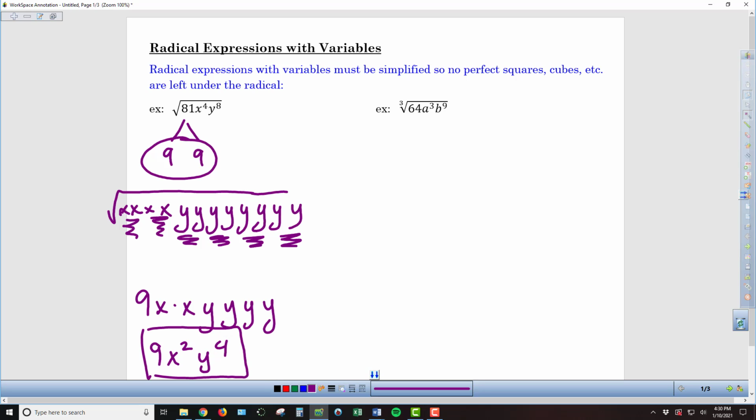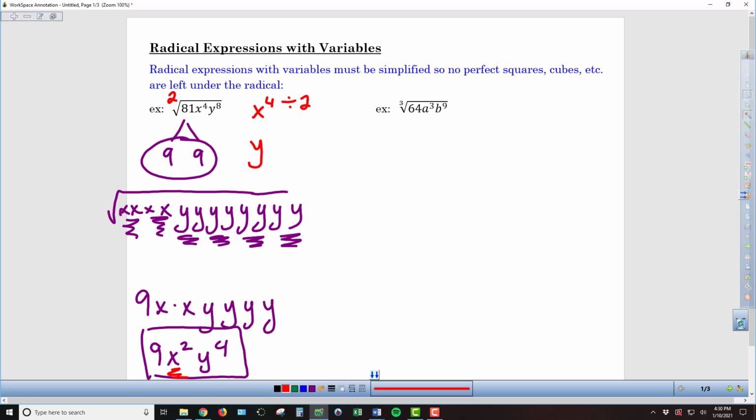Now, there's a shortcut for the variables that we could have used, and that makes things a lot faster. So in the case of x to the 4th, what we can do is whatever root we're taking, so in this case it's a square root, so 2 is our root, I can take whatever the exponent is and divide it by 2, and that will tell me what the exponent is, how many x's I'm going to be able to get out. So if I take that exponent, divide it by 2, 4 divided by 2 is 2, we can see we ended up with x squared on the outside.